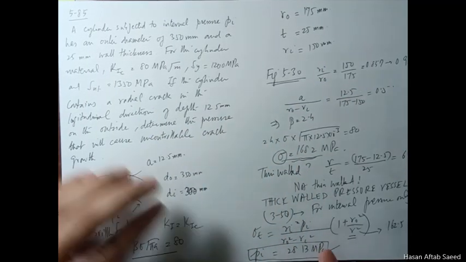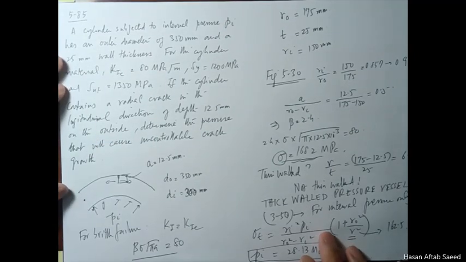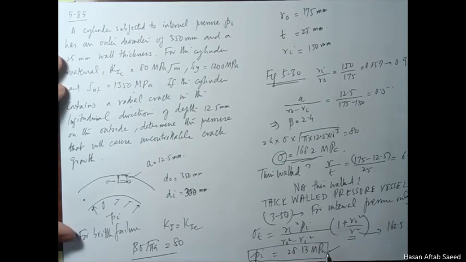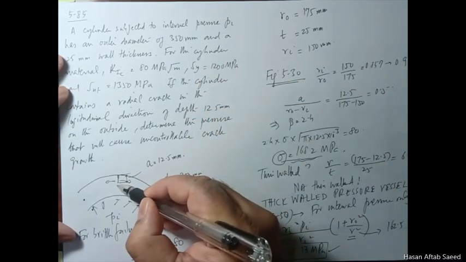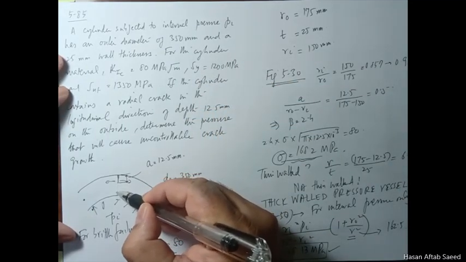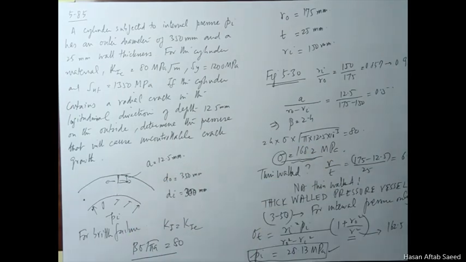In this problem, we didn't check the yield, but we can easily check it. If we know the yield strength, we can check the area that will yield, and you can do that.